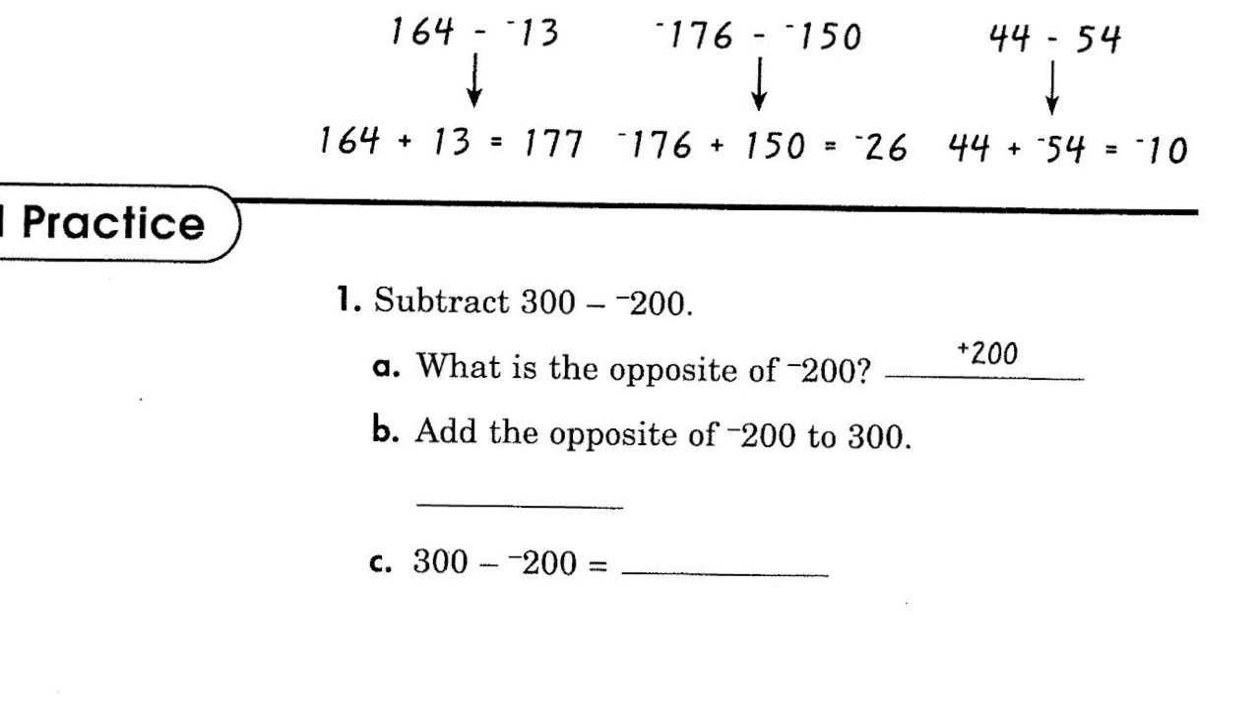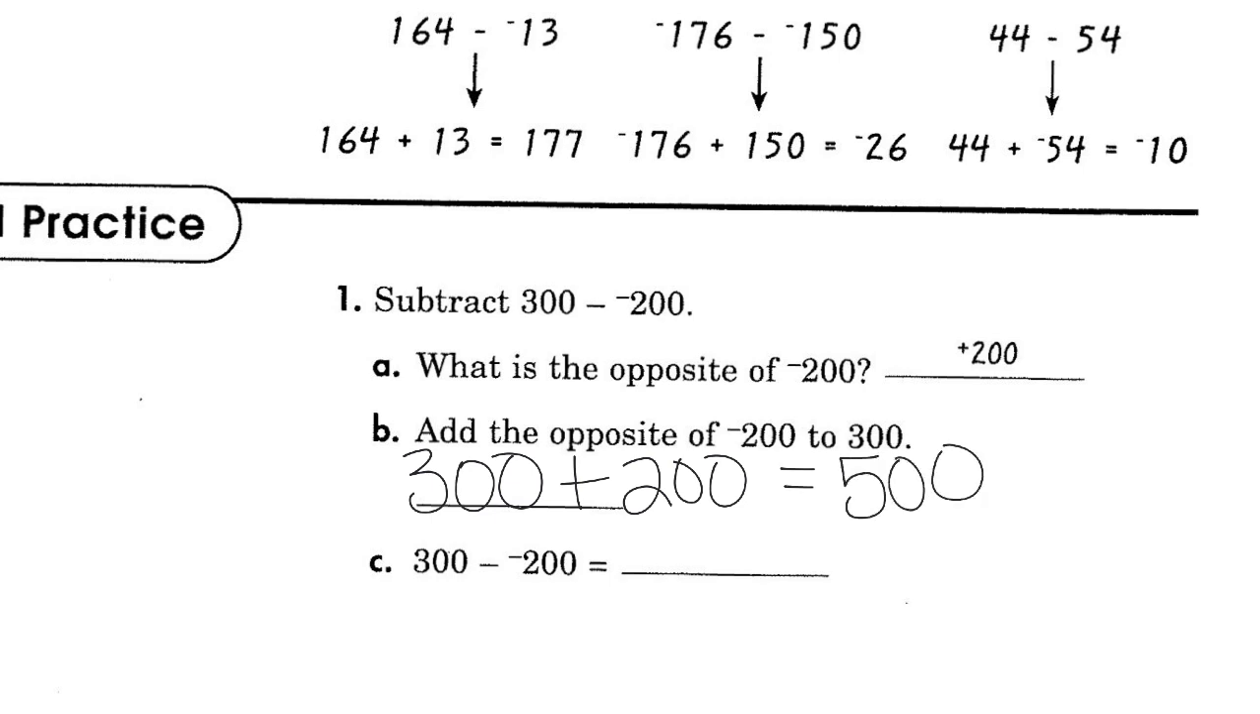So I'm going to take 300 plus 200, and I'm going to get 500. So 300 minus negative 200 is a positive 500. Make sure you have this filled out before going on to the next page.